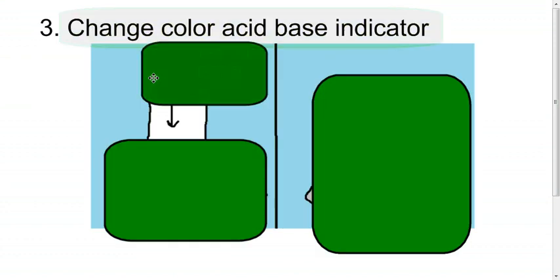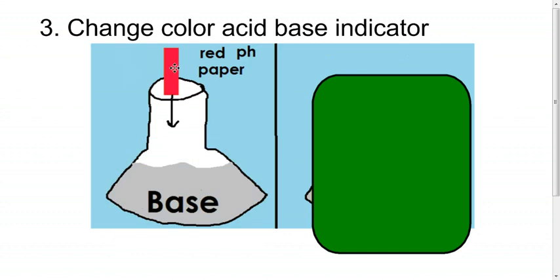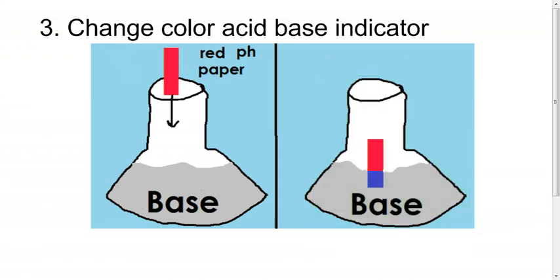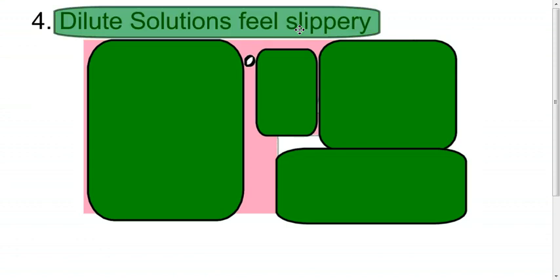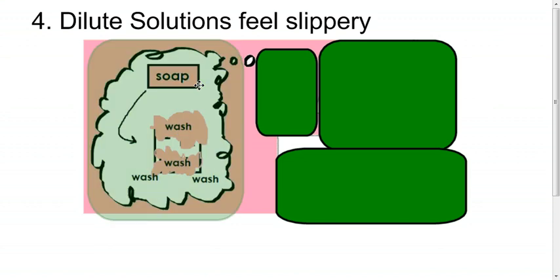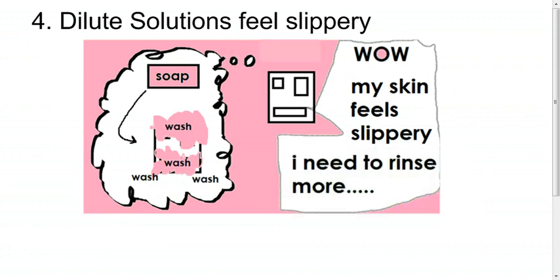Bases also do the same thing as acids in that they'll change the color of pH paper. The most common one that's used is red, but this turns it blue. Bases also tend to feel slippery on your skin, dilute solutions of them. Like with soap, when you wash your face, your skin can sometimes still feel slippery after you've done it. That's because you've got some residue base still there, and that means you need to rinse more.